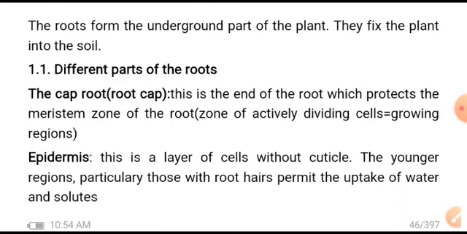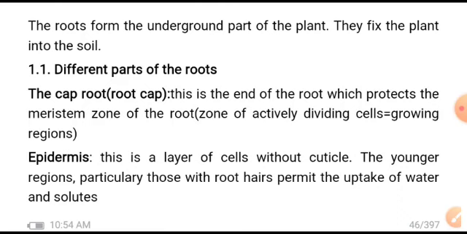So there are different parts of the roots. They have the root cap. This is the end of the root which protects the meristem zone of the root, the zone of actively dividing cells, the growing region. So it means that the root cap is a cover of the meristem, and the meristem zone is where they have the different cells that are responsible for dividing cells and the growing region.